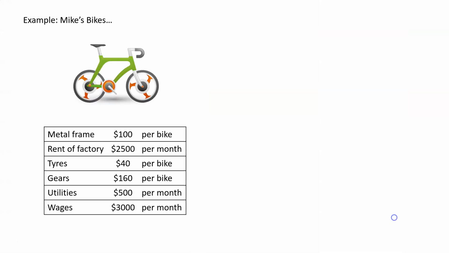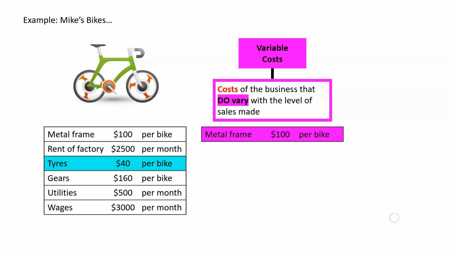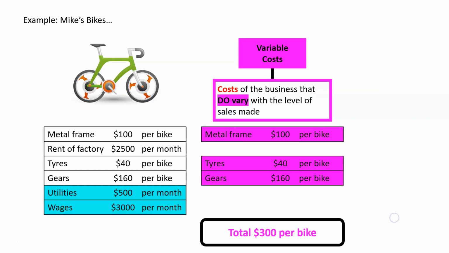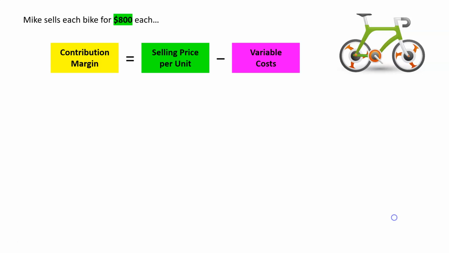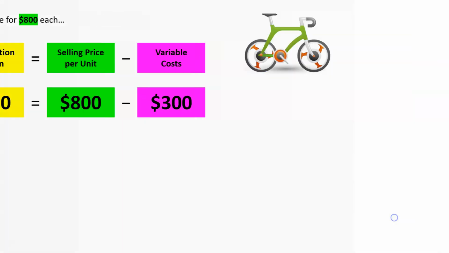So to use an example, Mike's bikes, we had the following costs to make each bike. They were called variable costs. We had the metal frame, we had the tires, we had the gears, and then that was it. So the total variable cost was $300 per bike. Mike decides to sell each bike for $800. So his contribution margin per unit is the selling price, or $800, minus the variable cost of $300. That bike is contributing a profit of $500. Every time we sell a bike, we make a profit, or a contribution margin, of $500.